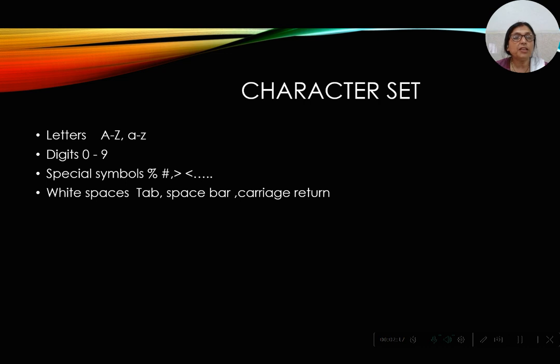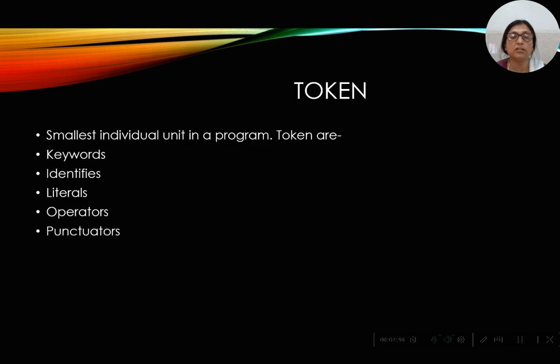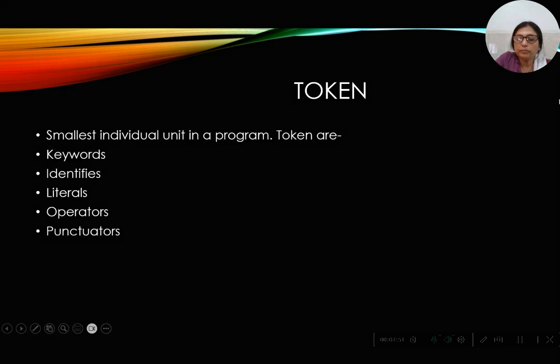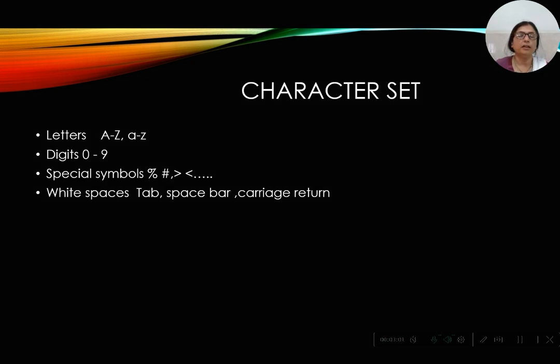You must be thinking, why are there both capital letters and small letters? One thing we have to remember: Python is case sensitive. The fourth one is white spaces. White spaces are also considered under special symbols, but they have a specific purpose, so they are considered separate characters. That is your tab, spacebar, and so on. White spaces are tab, spacebar, and similar characters.